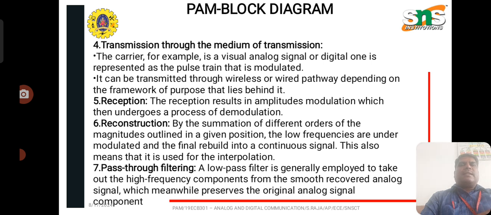Reception: the reception results in amplitude modulation, which then undergoes a process of demodulation. Reconstruction: by the summation of different orders of the magnitude outlined in a given position, the low frequencies are demodulated and finally rebuilt into a continuous signal. Pass-through filtering: a low-pass filter is generally employed to take out the highest frequency components from the smooth recovered analog signal, while preserving the original analog signal component.